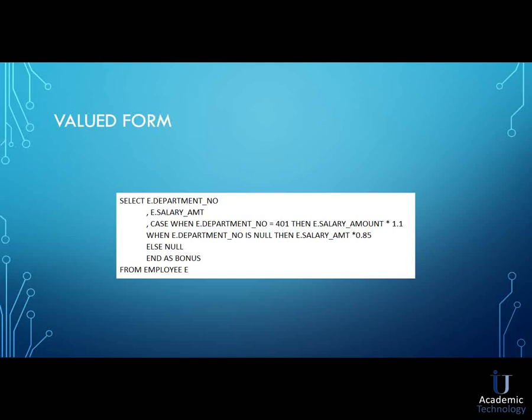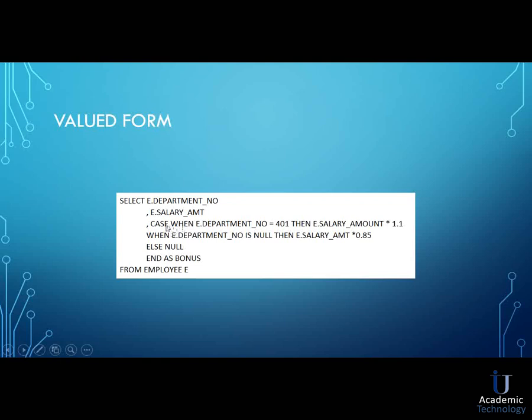So here we're looking at the employee table, pulling department number, salary, and then we're doing a case. When the department number equals 401, then take the salary amount and times it times 1.1. When the department number is null, take the salary amount and times it by 0.85. And so if it's neither one of these, if it's 402, just put null. Don't put anything. And then we do end as bonus.